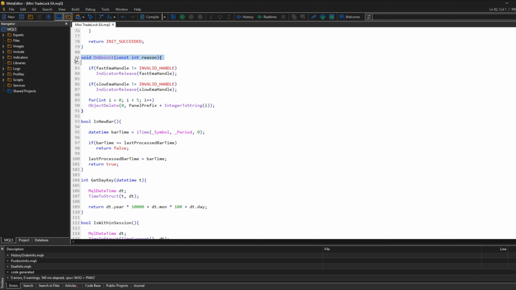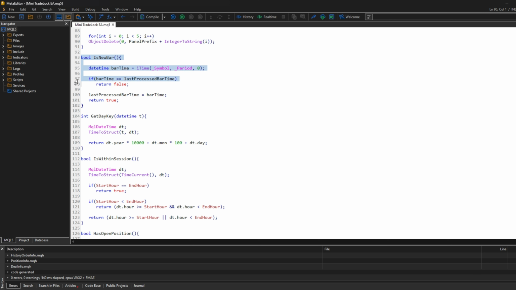Then next we have the OnDeinit function, and this runs when the EA is removed from the chart. So first we check if the fast EMA handle is valid, and if it is, we release it. And then we do the same for the slow EMA handle. And after that, we loop through the 5 panel labels and we delete them from the chart. This just keeps everything clean when the EA is removed.